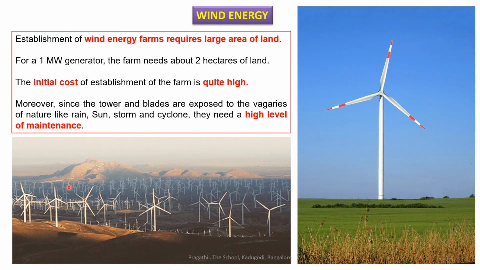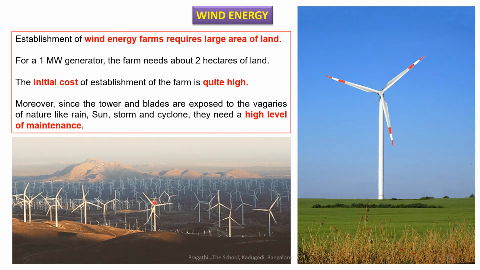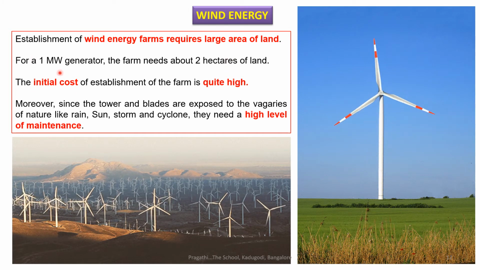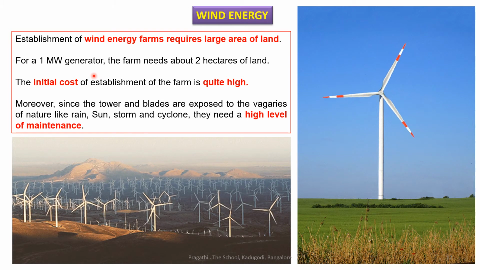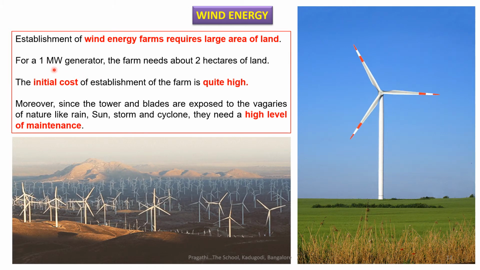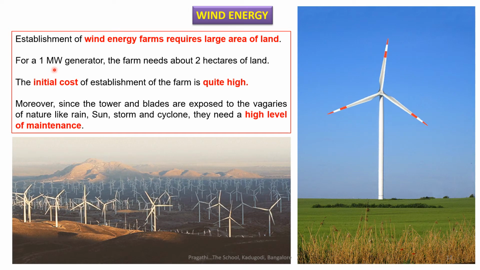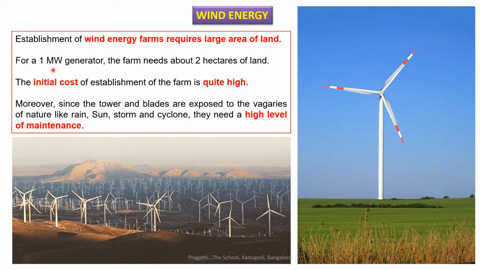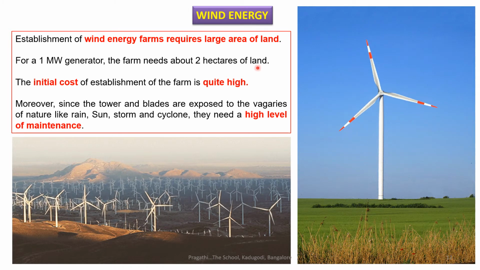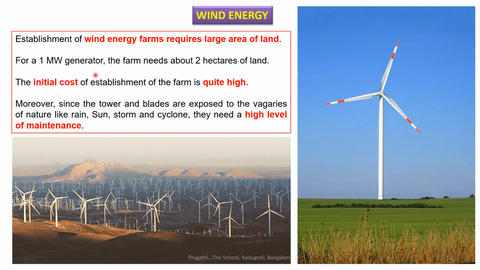Obviously, you can see here so many kilometers, hectares of land is required for a 1 megawatt generator. If you want to use 1 megawatt, that means 1 into 10 to the power of 6. Mega means 6, kilo means 10 to the power of 3. So for a 1 megawatt generator, the farm needs about 2 hectares of land. 2 hectares are required to generate 1 megawatt.